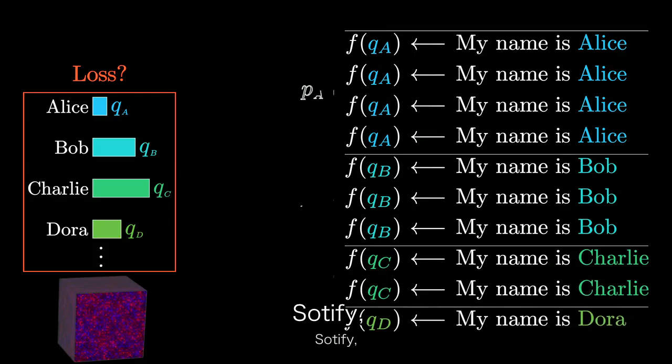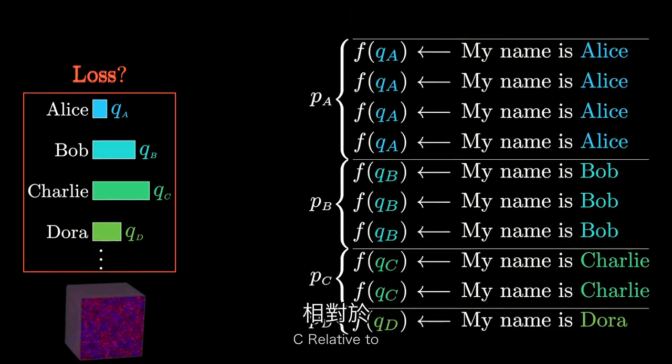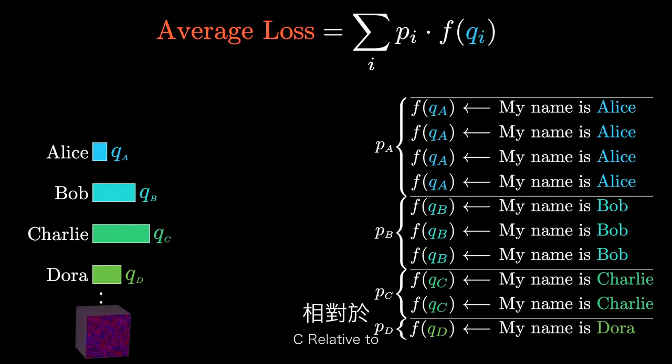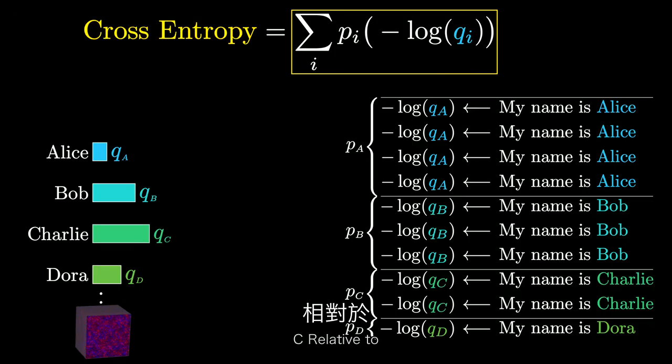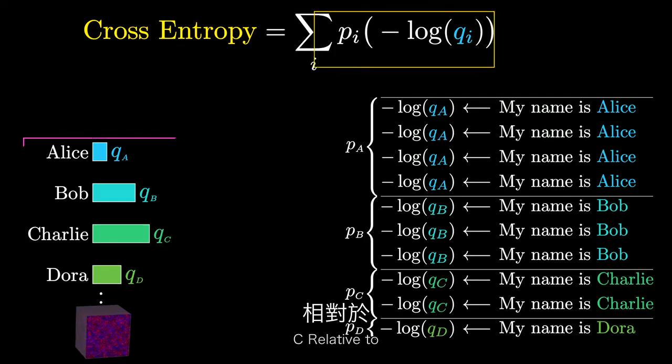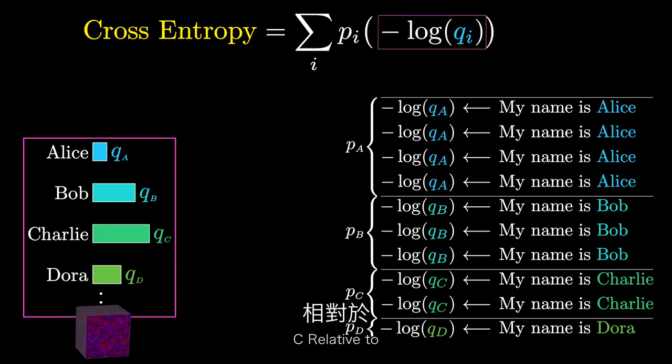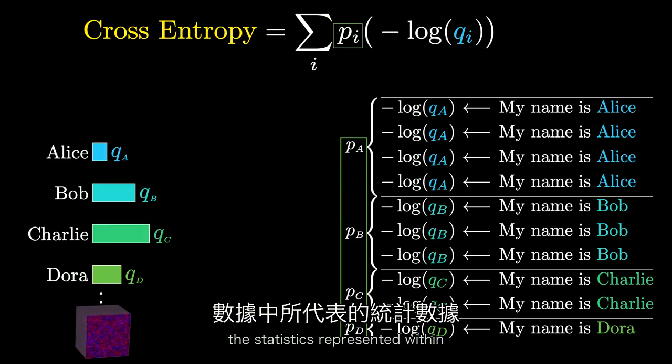Here, I'll use the letter P to represent the proportion of times that a given name shows up in the training data. The average value for the loss of the model's output over all of the examples that have this pattern looks like a weighted average, weighted by these values P. From here, maybe you can start to anticipate the role of cross-entropy. If you choose to make this function f the negative log of q, then this full expression for the total average loss associated with the input text really is exactly the definition of cross-entropy. Specifically, it's the cross-entropy of our model's output relative to the statistics represented within the data.